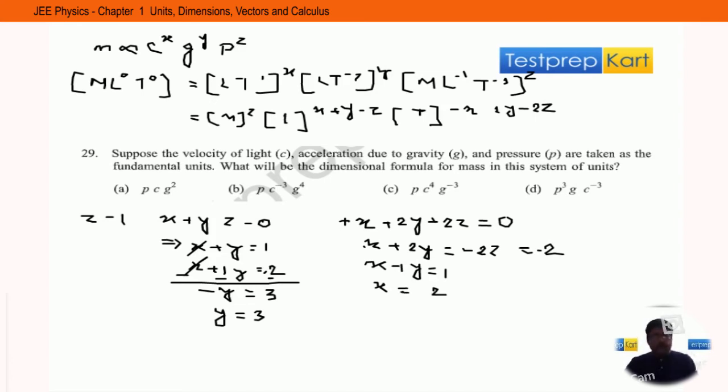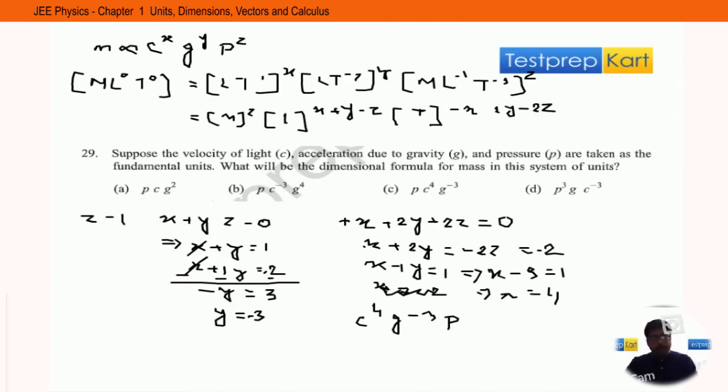So the relation should be something like this. First is C. Sorry. It should be minus 3. x plus y is equal to 1. Then x minus 3 should be 1. Then the value of x should be 4. So we can write c to the power 4, g to the power negative 3, and p to the power 1. So we can write down that.